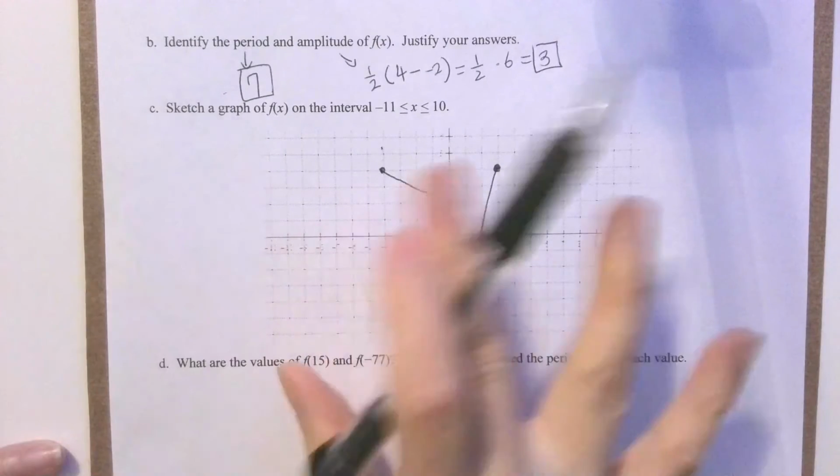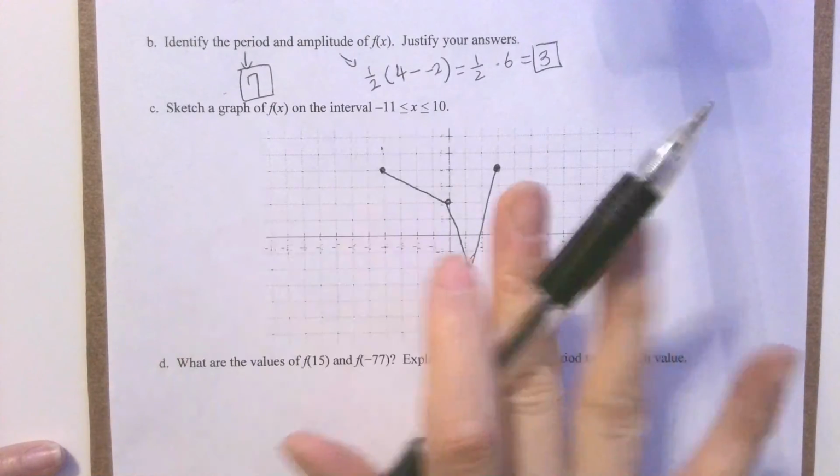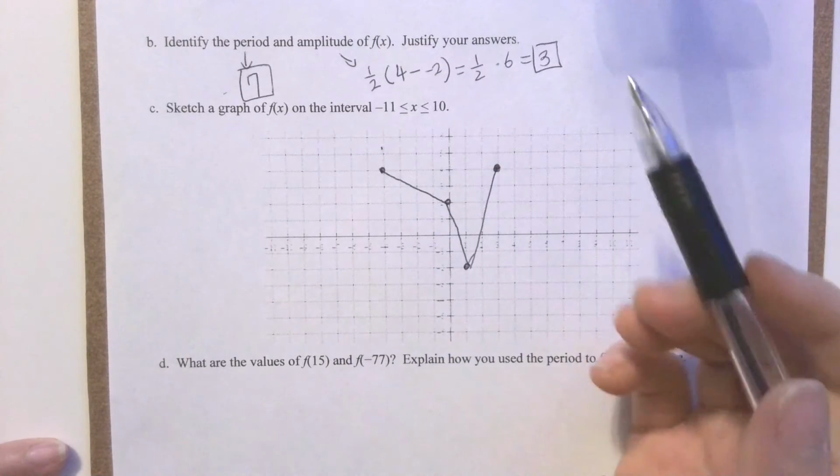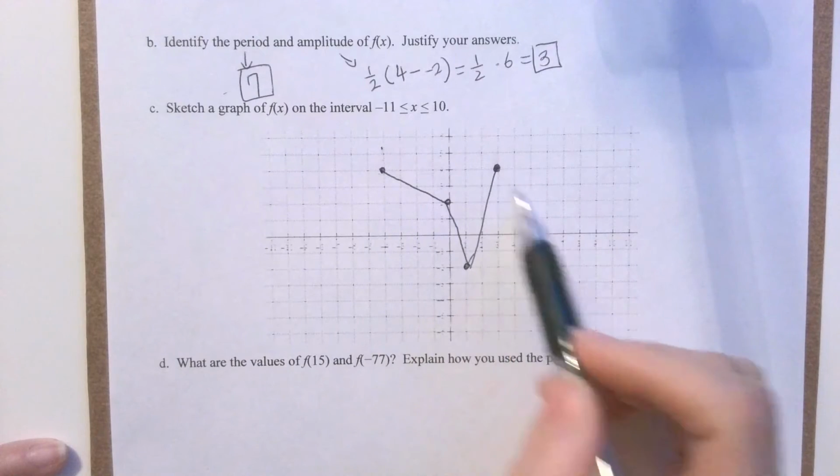All right, now I want to extend this to the left and extend this to the right to complete all the way from -11 to 10. How do you do it? Well, you just have to repeat the same pattern over and over again.